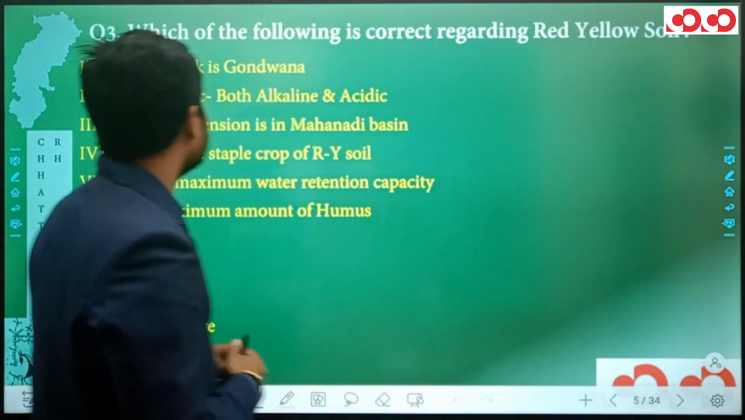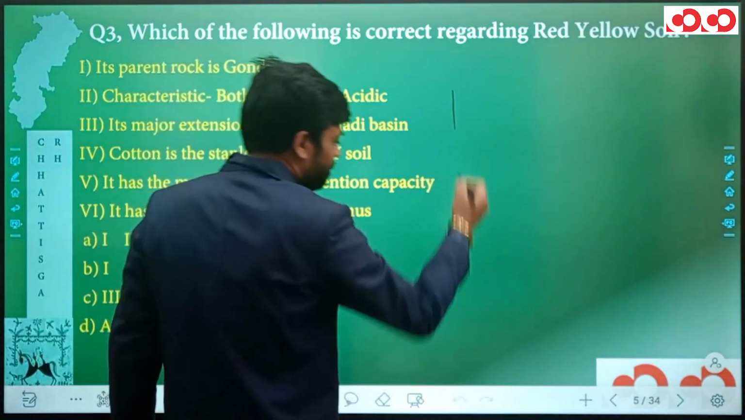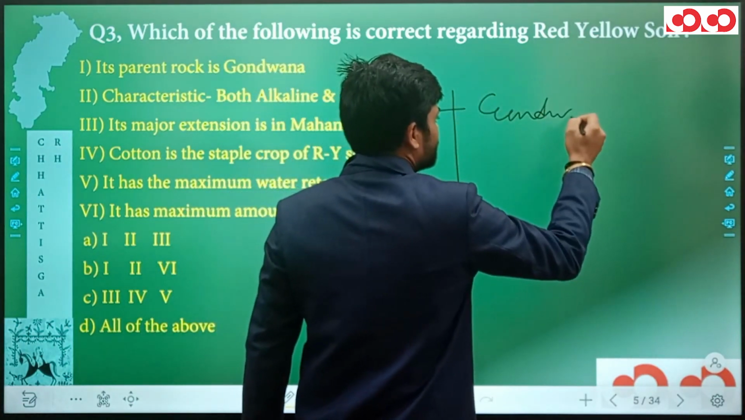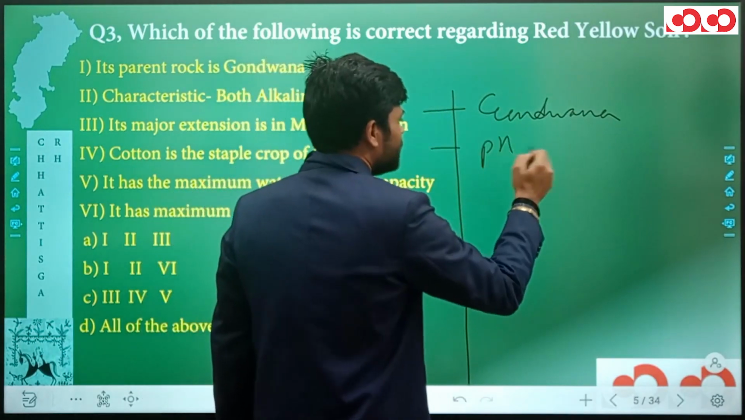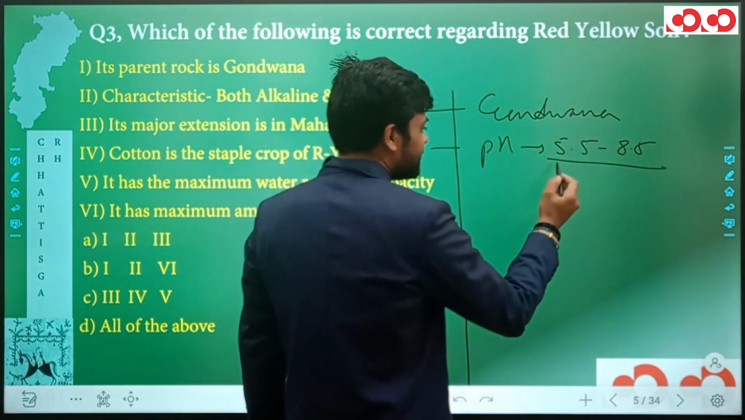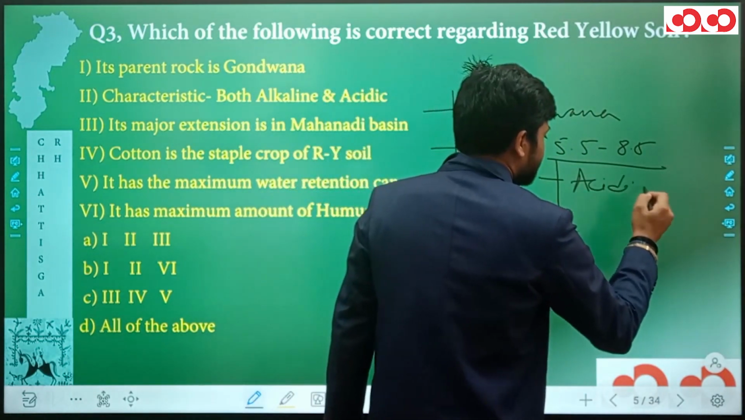Now next we have a third question. Which of the following is correct regarding red yellow soil? Let me tell you, the parent rock of this red yellow soil is actually Gondwana. The pH value lies somewhere between 5.5 to 8.5. Hence, it shows both acidic and alkaline characteristics.